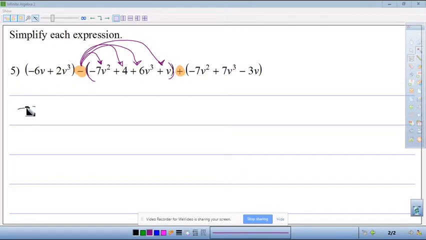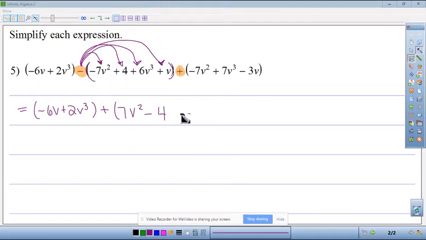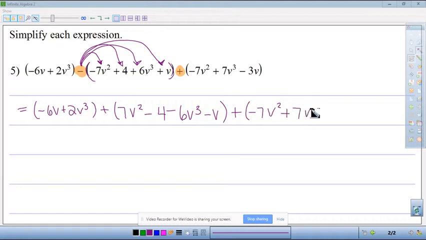So I'm going to go ahead and rewrite. And so my first polynomial I leave alone. I'm turning this into addition. And so now I have positive 7v squared. I distribute the negative, and so negative times positive 4 becomes negative 4. Negative times 6v cubed becomes negative 6v cubed. Negative times v becomes negative v. And then my next polynomial, I leave the same. That last polynomial stays the same because it's already addition. So I only change the sign when there's subtraction.